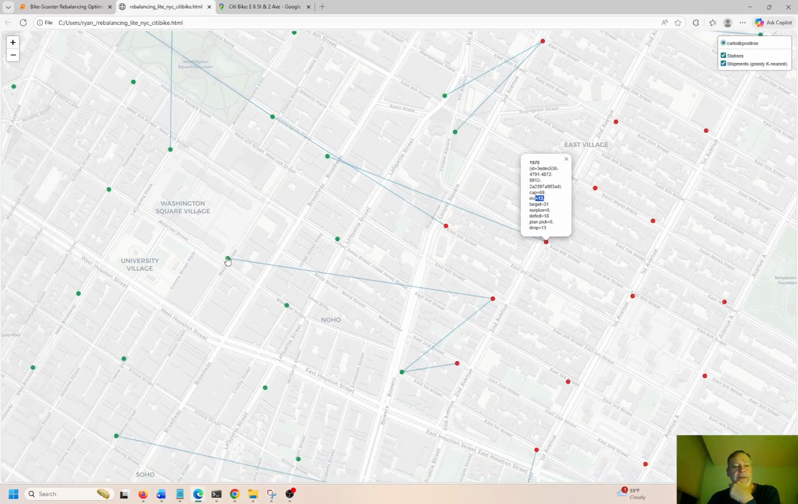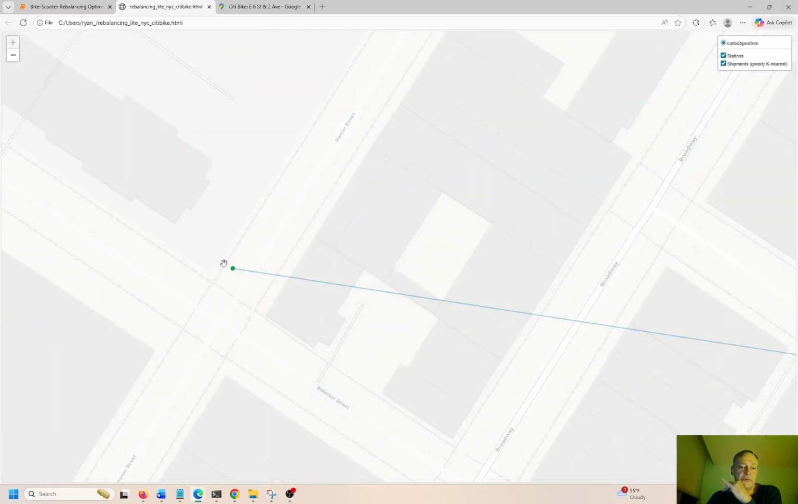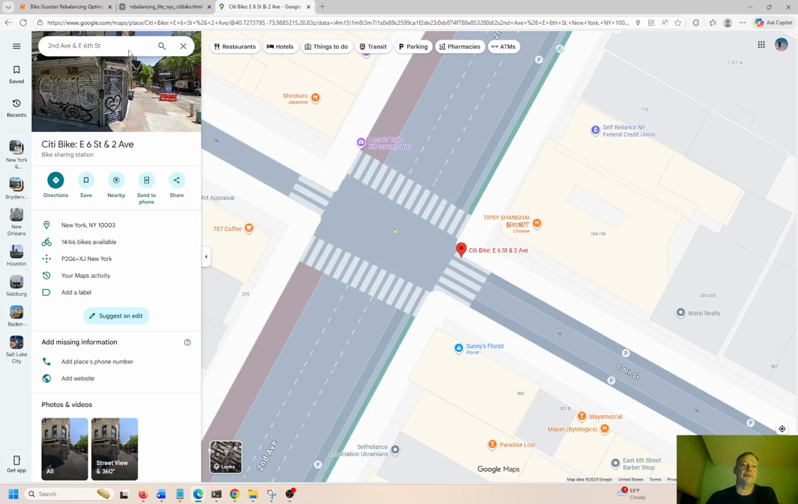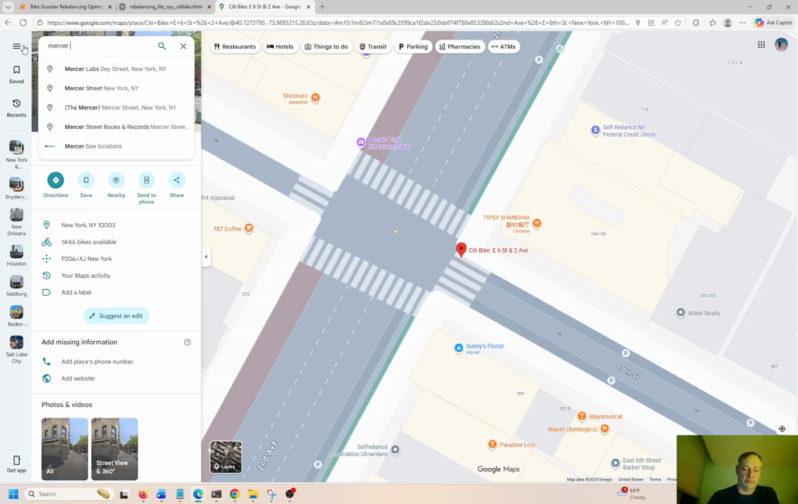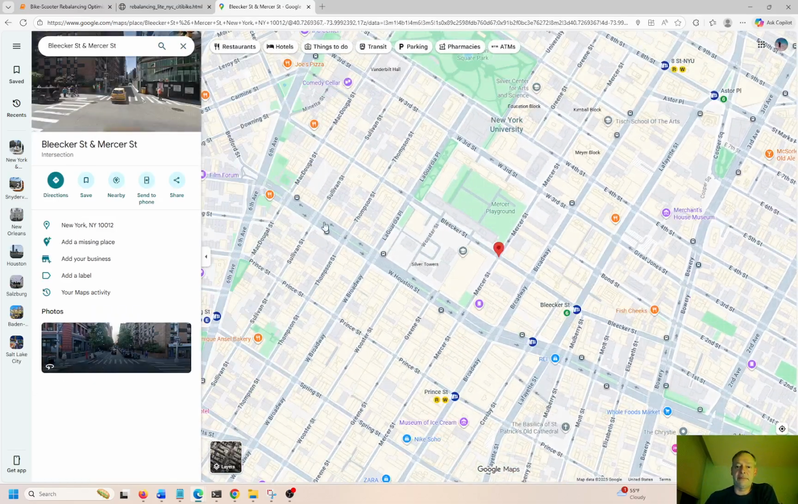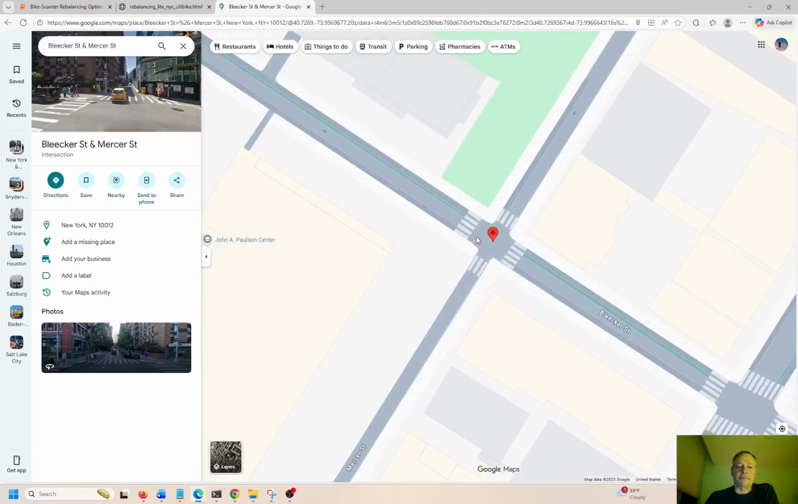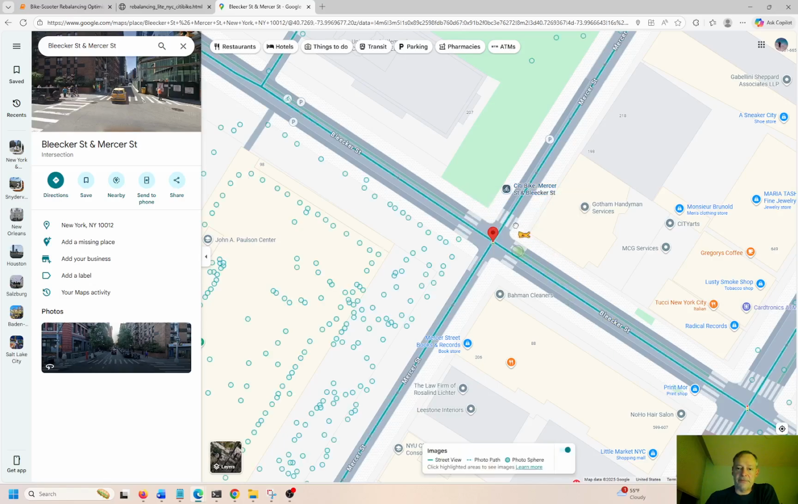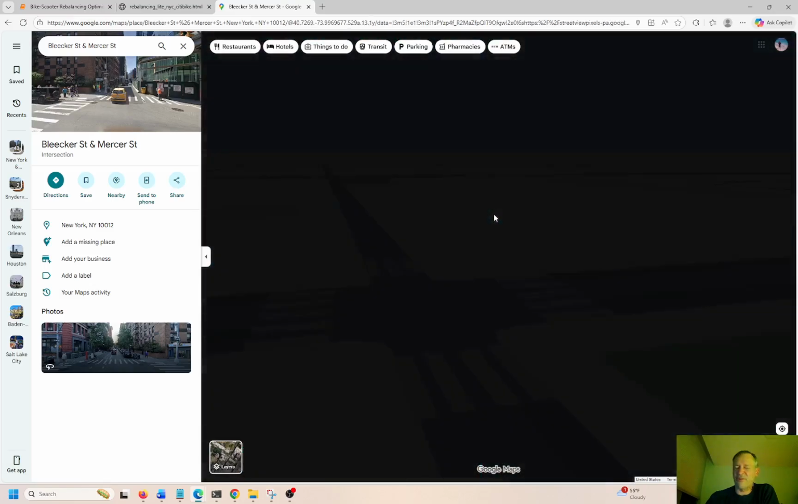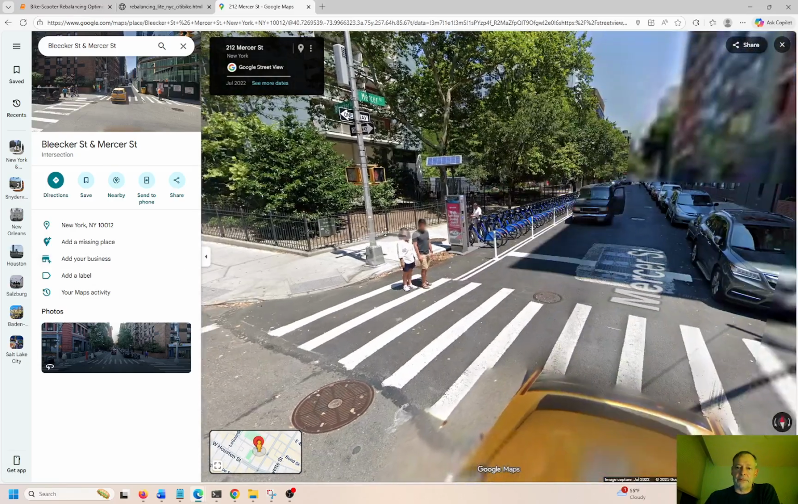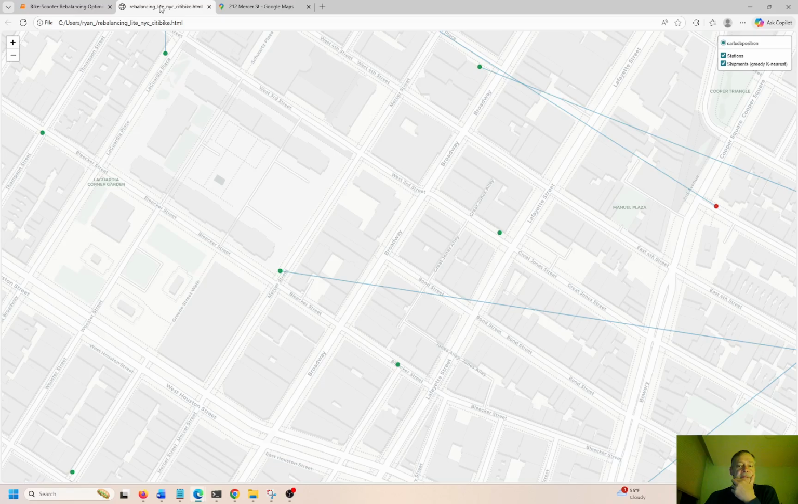I think it's fine. Okay, so this is saying Mercer and Bleecker Street. Mercer and Bleecker. Let me look for that. Mercer and Bleecker. So we should see a Citi Bike station over here. I see it right there. Okay, so that checks out. We just validated that one. That looks like it is probably the northwest corner of the street, I'm guessing. And there it is.